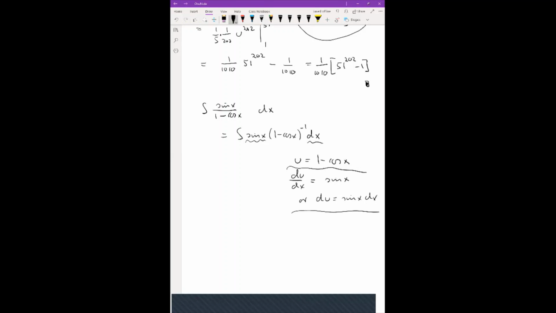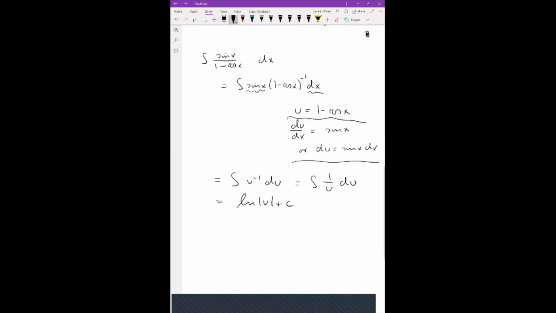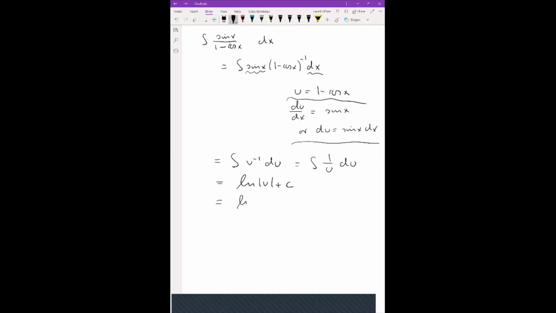If I plug this in, then it's the integral of sine x dx is u, which is then the same as the logarithm of u plus a constant. So it will be the logarithm of 1 minus cosine x plus a constant.